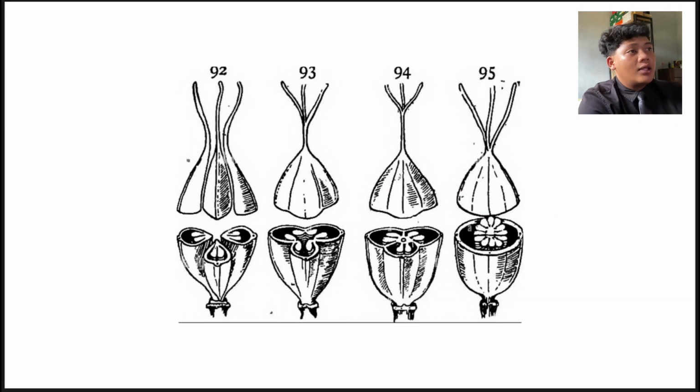Proceeding to slide number 7, the slide illustrates the gynoecium diagram, indicating that 92 represents the apocarpous type, while 93 and 94 are syncarpous, and 95 is categorized as monocarpous. Comprehending this difference sheds light on the variety and complexity of plant reproductive structures.